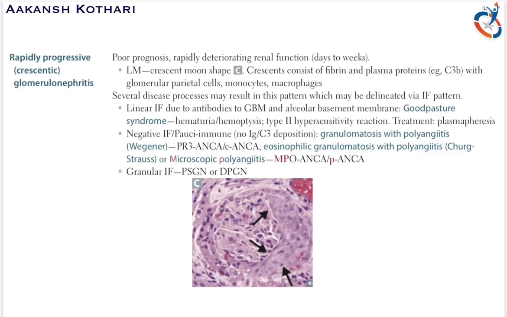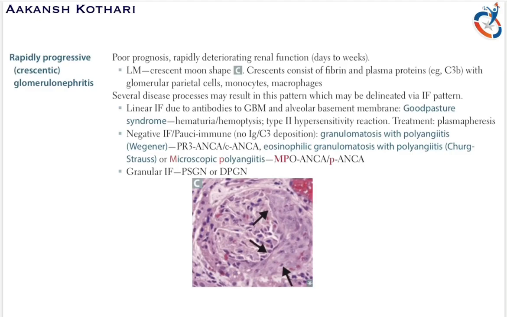Now, what is the treatment of Goodpasture syndrome? The treatment of Goodpasture syndrome is plasmapheresis. Now, what is plasmapheresis? I'll talk about it in the pharmacology module. It majorly occurs in young male adults. This is very important. Goodpasture syndrome majorly occurs in young male adults.